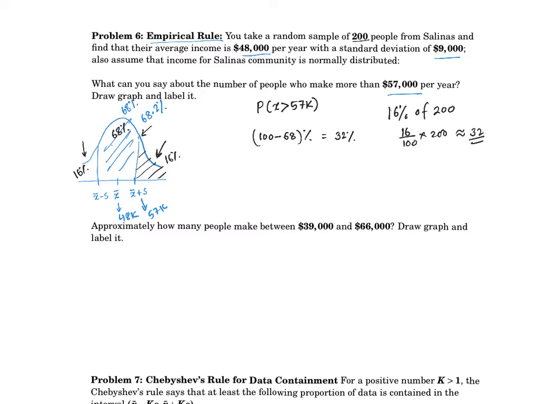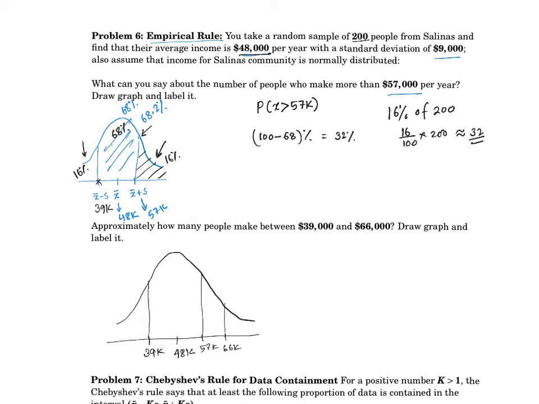Similarly, how many people make between 39 and 66? So to get to 39, how many standard deviations do you move to the left? As it turns out, 48 minus 9 is 39, so it's going to be 39K. Now for 66, let me just draw something here. That'll be easier for you to see. So this is your 48K. To get to 39, you move 1 standard deviation, 39K, right? To get to 66, remember, you'll be moving 2. 1 standard deviation is going to take you to 57K, and another standard deviation, 57 plus 9, is 66. So you're moving in essence 2 standard deviations, right?